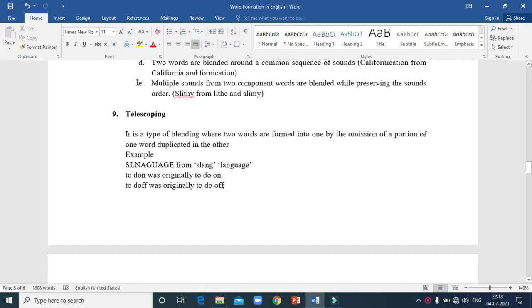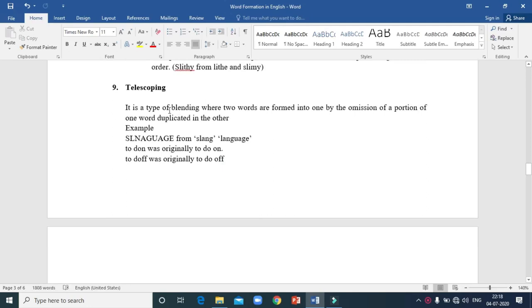This is a process called telescoping. Telescoping is also a kind of blending, blending parts of two words. Here the new word is formed by omitting a portion of a word which is duplicated in the second word. I'll give you a very easy example.